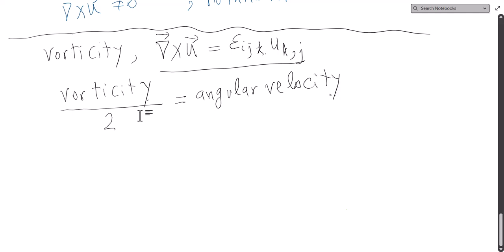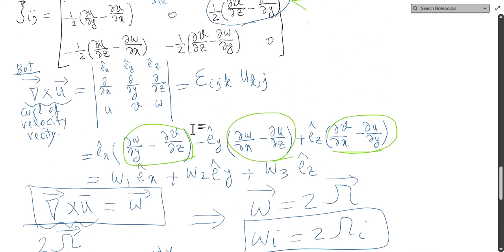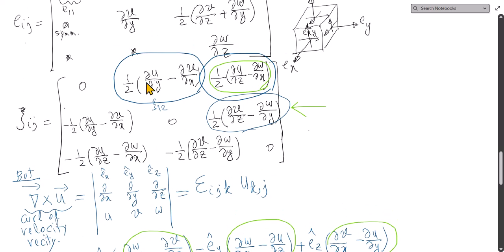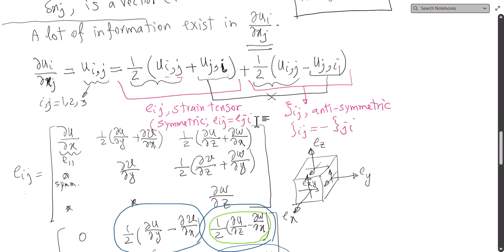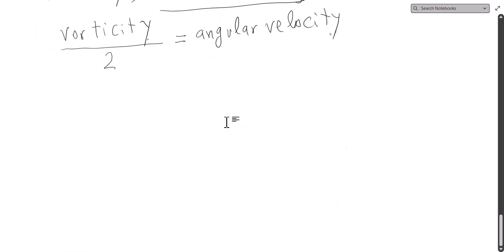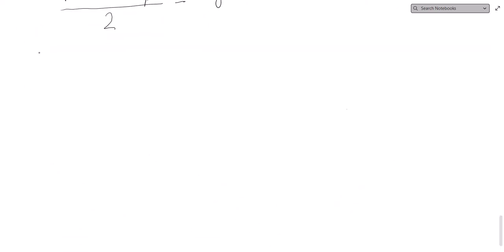And this is shown by calculating the curl, which gives us these components, and these components divided by 2 are the elements of Cij, which is the antisymmetric part of the gradient of the velocity. Okay, so let's work out a quick example to demonstrate this.